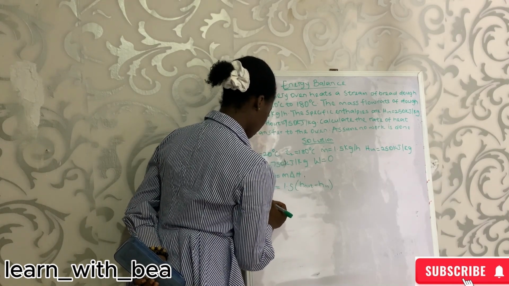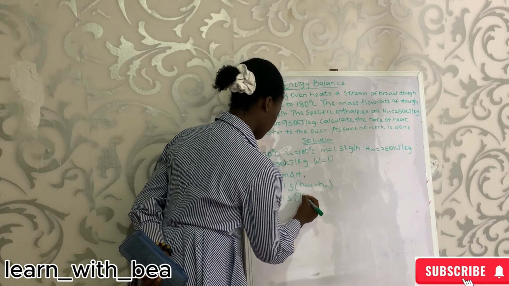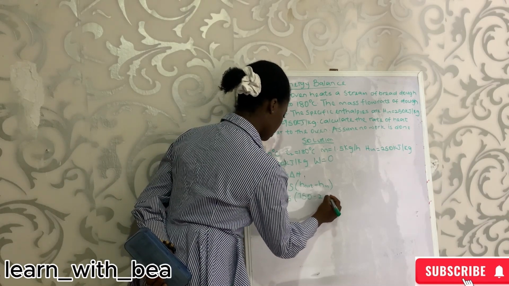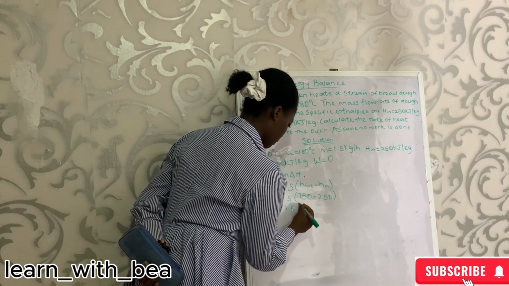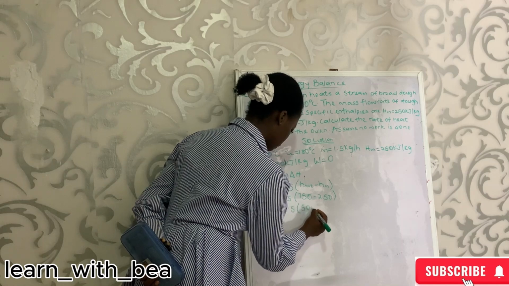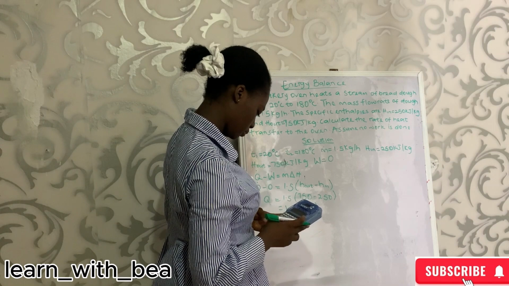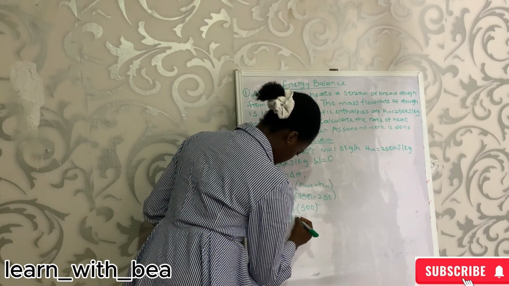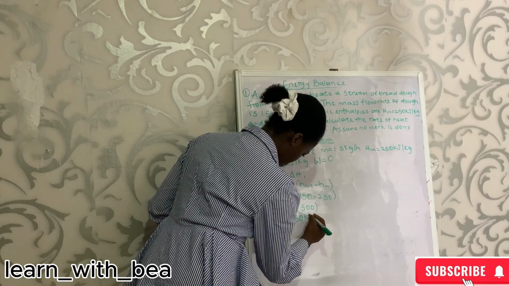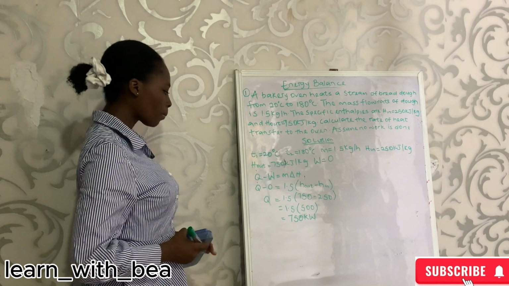which is now Q equals 1.5. What's H out? 750. What's H in? 250. So this is 1.5 multiplied by 500. So we have 750 kilowatts, and that's simple as ABC.